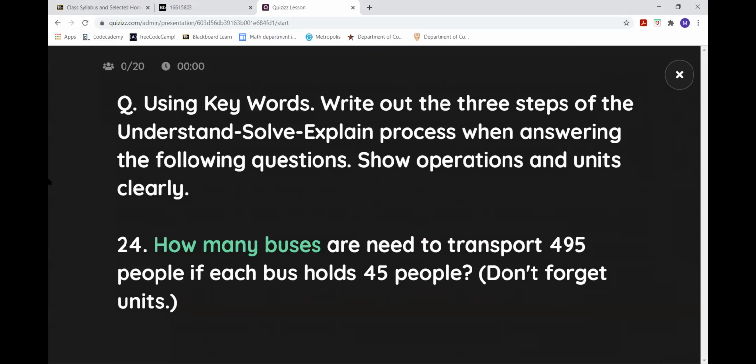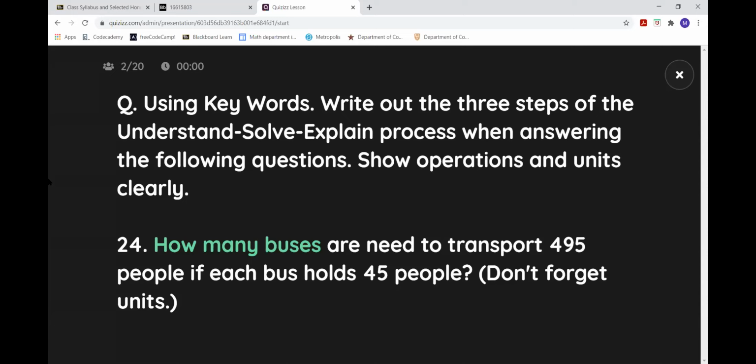All right, so they got a full question view. Using keywords, write out the 3 steps of the understand, solve, explain process when answering the following questions, with operations and units clearly. The book likes to break things up into 3 steps, which is okay, I guess. It is the sort of 3 steps you should be taking when you work a word problem. Understand means you read and understand the problem that's there, and pull out the keywords. Solve is where you're defining your variables, writing out your equations, and actually solving them.